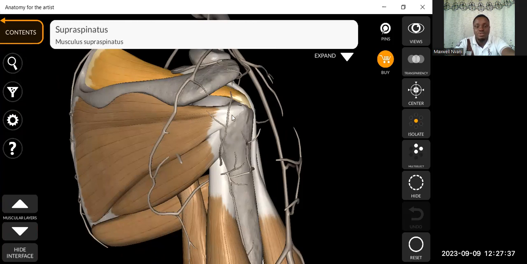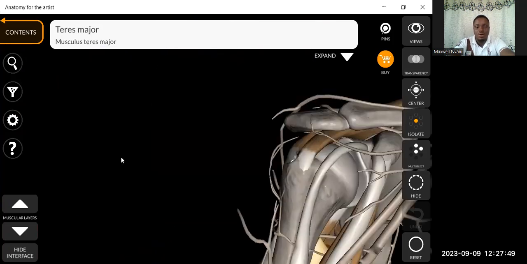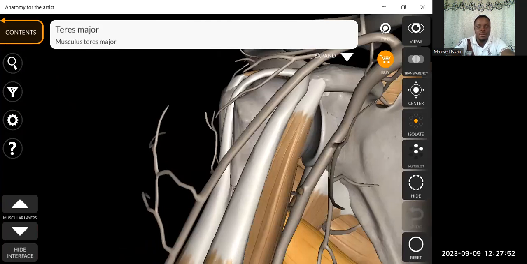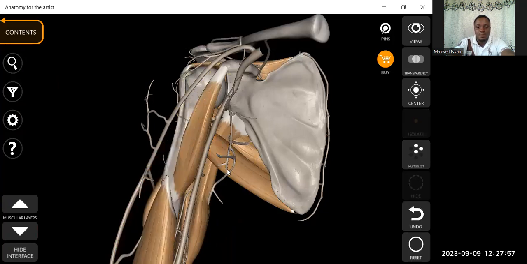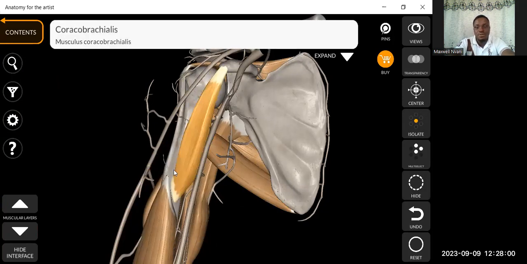The supraspinatus, infraspinatus, and teres minor, not major. While teres major arises from the scapula all the way to the front of the humerus. This is the coracobrachialis I talked about, from the tip of the coracoid process of the scapula all the way down to the middle 1/3 on the anteromedial surface. Now, I'm going to hide it.